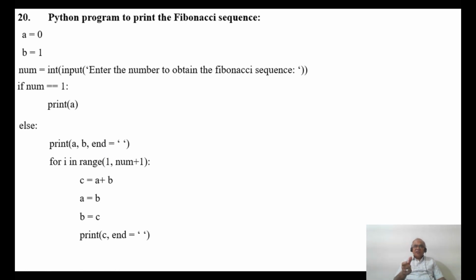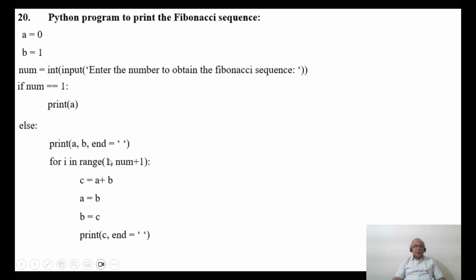Why do I need to do this? Suppose in a Python program, if I don't specify the end, then it goes to the next line automatically. But I want it horizontally, row wise. So that is the reason I am giving end equals a string with one space within the quotes. That means between 0 and 1 I want to give one space.